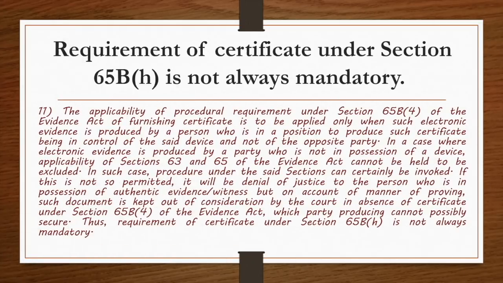One of the landmark observations in the same Shafhi Mohammad case: the Honorable Apex Court further observed that the procedural requirement under section 65B subsection 4 of the Evidence Act of furnishing a certificate is to be applied when such electronic evidence is produced by a person who is in a position to produce such certificate, being in control of the said device, and not of the opposite party. In a case where electronic evidence is produced by a party who is not in possession of a device, applicability of section 63 and 65 of the Evidence Act cannot be held to be excluded. In such a case, the procedure under the said sections can certainly be invoked.